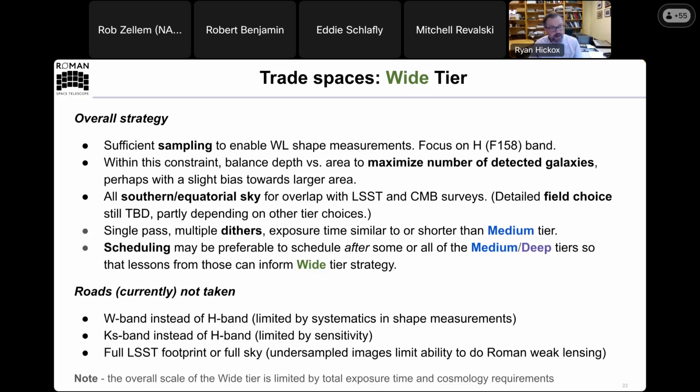Also, we're not necessarily pursuing a very wide area in the K band because it's significantly less sensitive than the other bands, as we mentioned before. And not necessarily considering a very large area like full sky, because you wouldn't be able to do multiple dithers. This would limit your ability to do the weak lensing measurements with Roman, which are a prime driver for the mission.